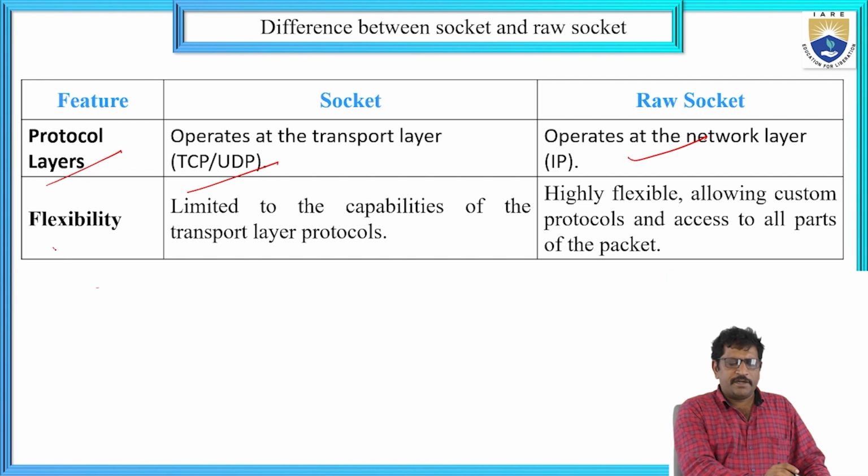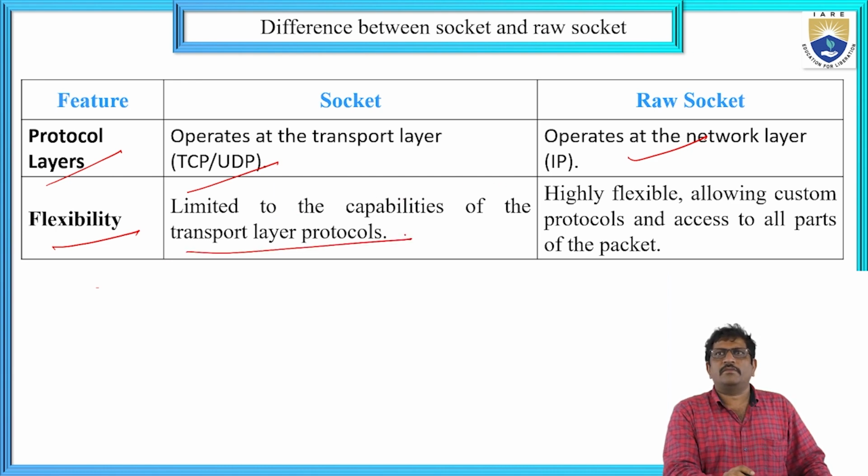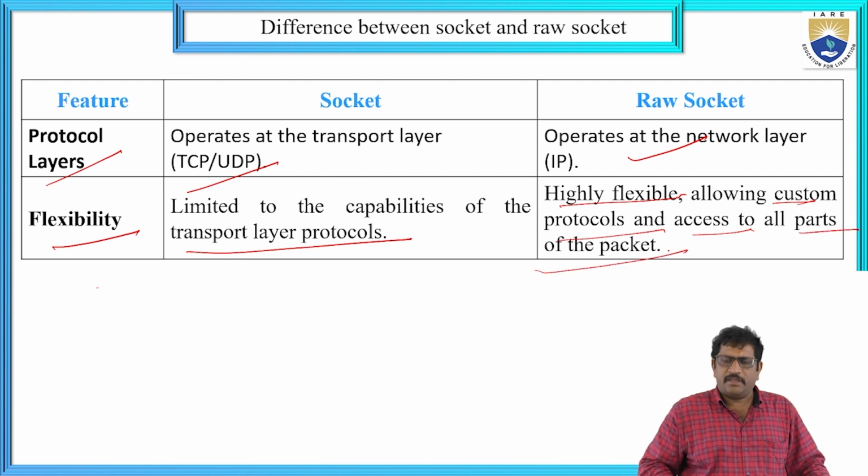In terms of flexibility, a socket is limited to the capabilities of the transport layer protocol, very limited. Raw sockets are highly flexible, allowing custom protocols that can access all parts of the packets.